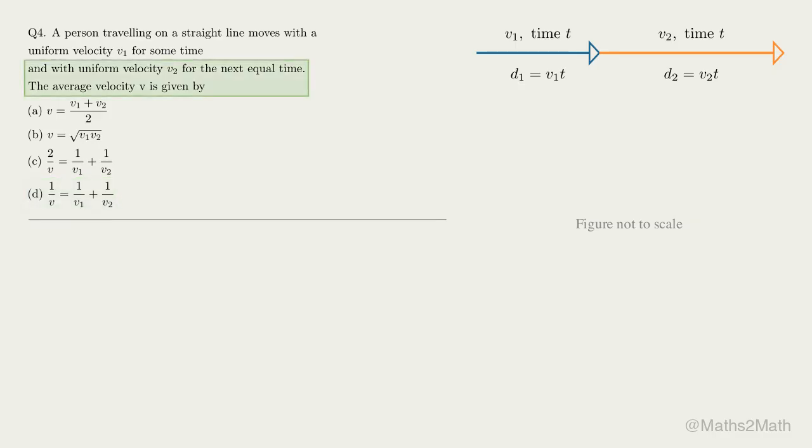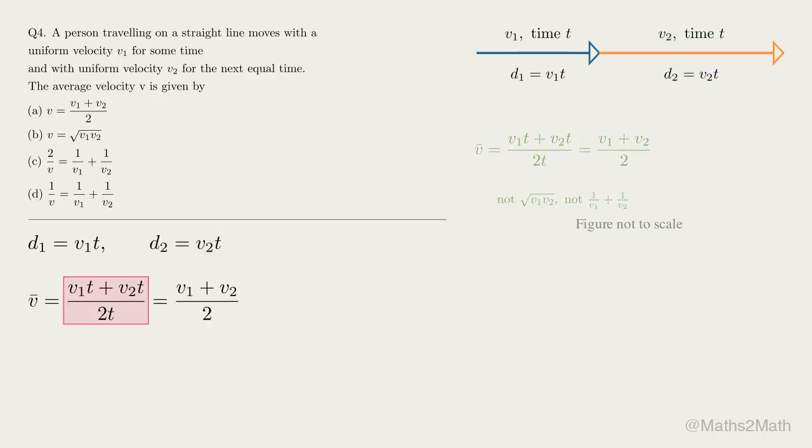What does this mean? Average velocity is total displacement over total time, so we compute both for two equal time legs. In the first leg, time t at velocity v1 covers v1t. In the second leg, the same time t at v2 covers v2t. The total displacement is v1t plus v2t, and the total time is 2t. Dividing, the t cancels, and we get the plain average of the two velocities.